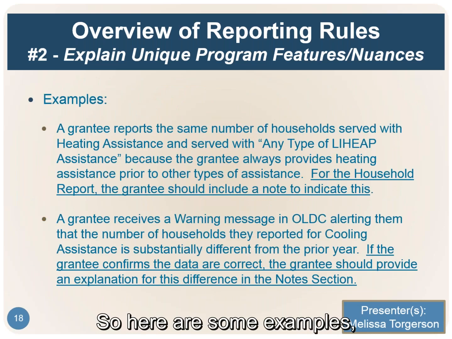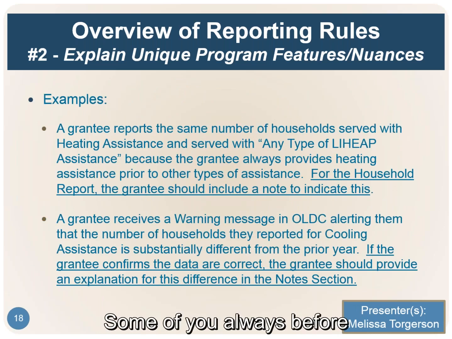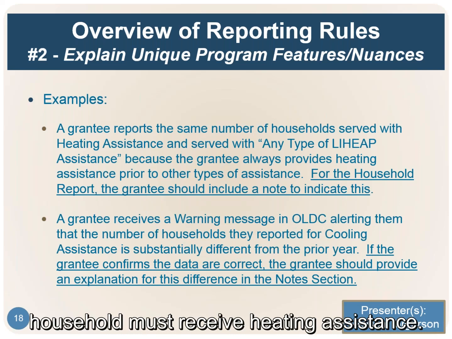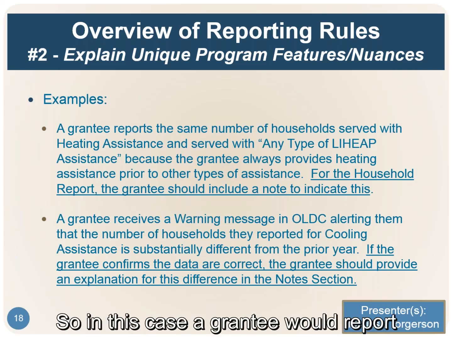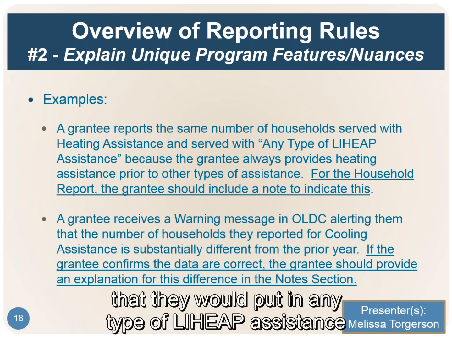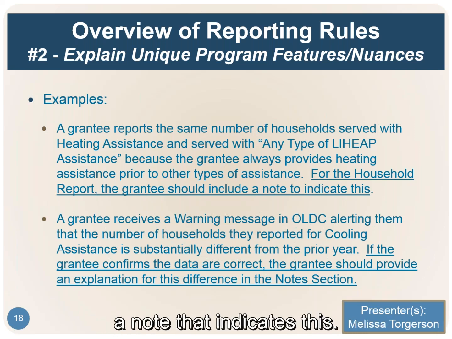So here's some examples. As I mentioned, we'd provide you with some examples. Some of you always, before you give any other type of assistance, require that a household must receive heating assistance. So in this case, a grantee would report the same number of households served with heating assistance that they would put into any type of LIHEAP assistance. And so what we would want to see is a note that indicates this.